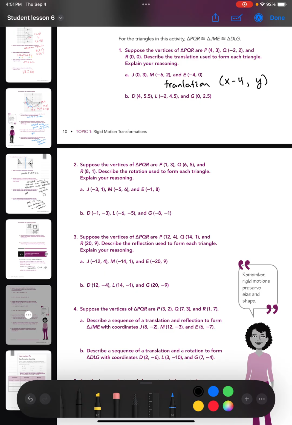Okay, if we look at B, again, looking at those points that have changed. So from P to D, the X's stayed the same. And it looks like the Y went from 3 to 5.5. So that's an increase of 2.5. So let's see if that's the same on the other ones. Q from negative 2, 2 to L, negative 2, 4.5. So again, that matches up. So it looks like we've had another translation. And our X has stayed the same, and our Y has increased by 2.5. So there would be our translation rule.